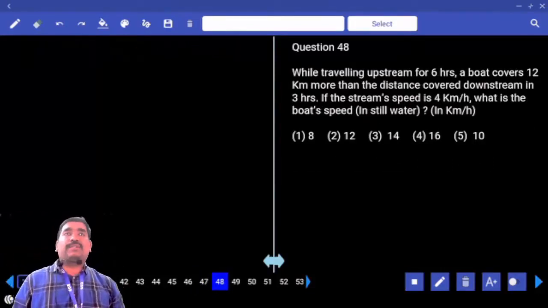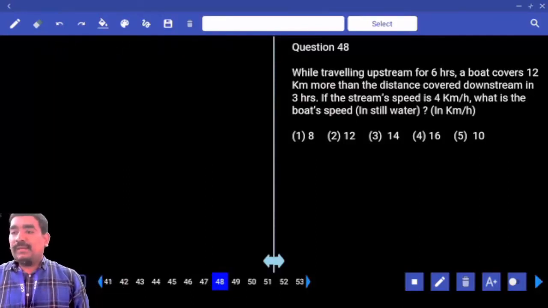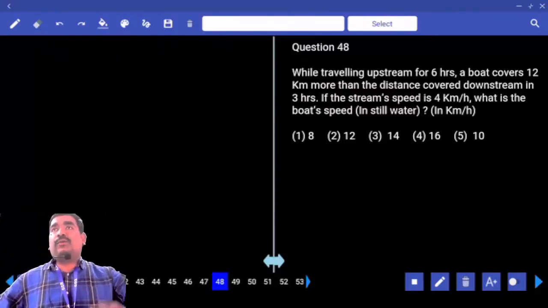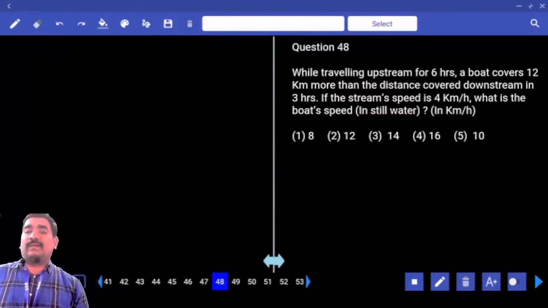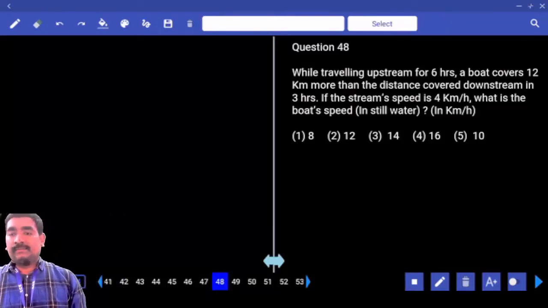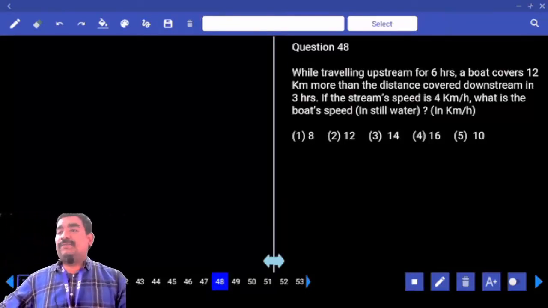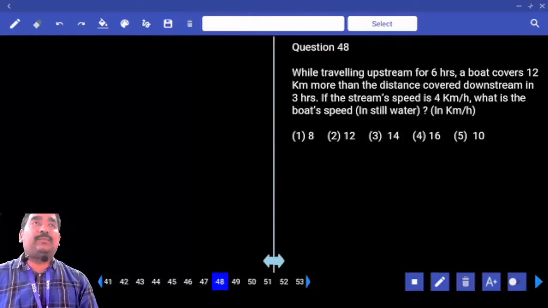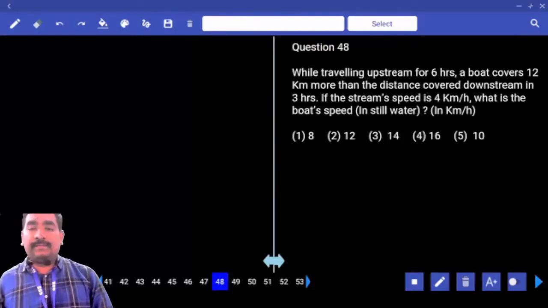While traveling upstream for 6 hours, a boat covers 12 kilometers more than the distance covered downstream in 3 hours. If the stream's speed is 4 kilometers per hour, what is the boat's speed in still water?